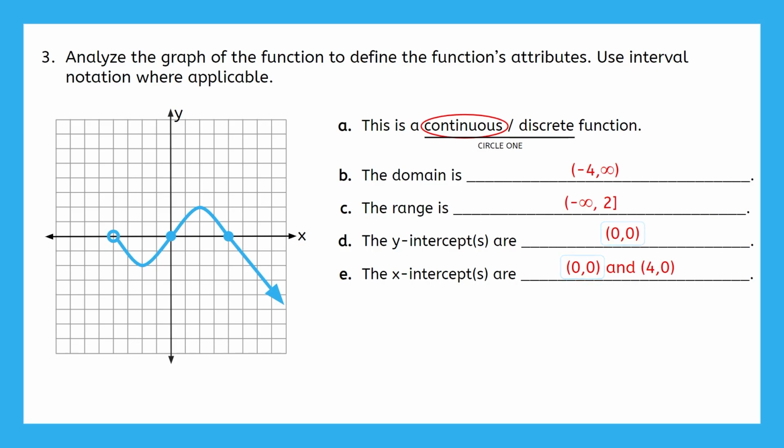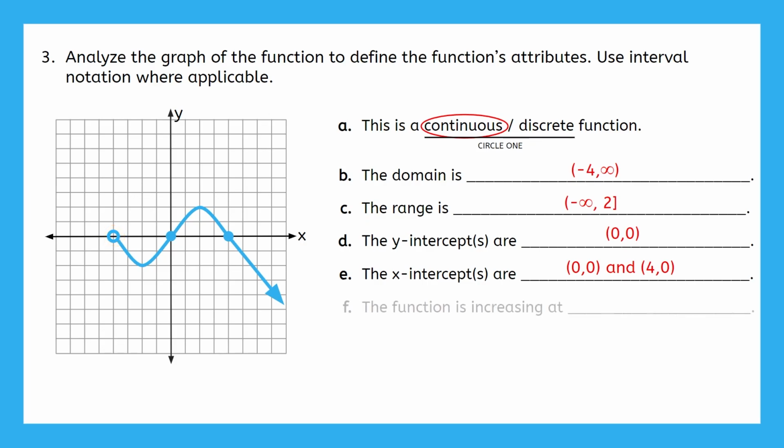Did you notice that we didn't include this point as an x-intercept? That's because the function doesn't actually cross the x-axis here, since this is an open, not shaded endpoint.